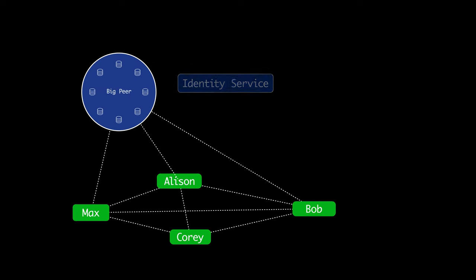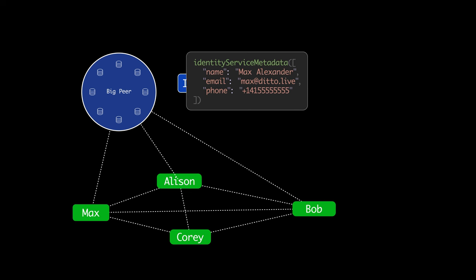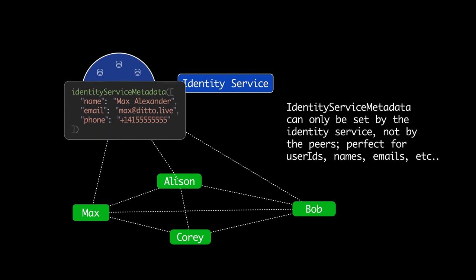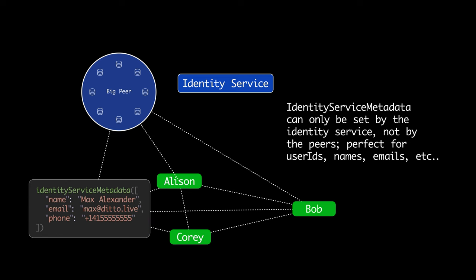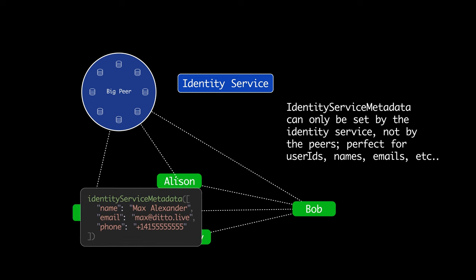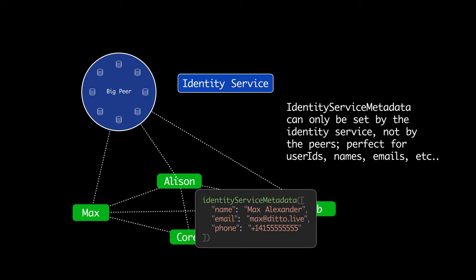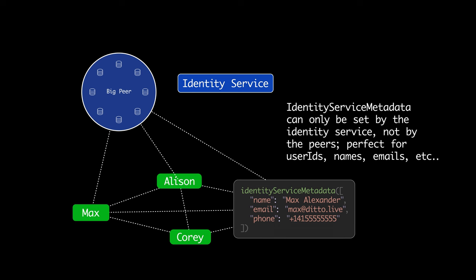For identifying information, stay tuned for another update and another video on identity service metadata, a remarkably similar property where only the identity service can be the mutator. This property was particularly designed to house identifying information that a peer can trust, such as usernames, emails, phone numbers, and so on.